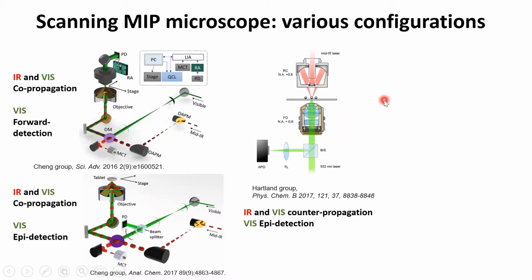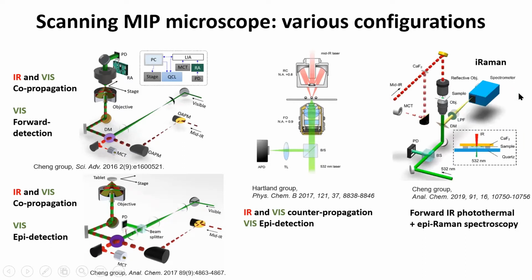And based on this geometry, we have developed a method we call IR-Raman. It's virtually IR plus Raman, because the same visible beam can do Raman spectroscopy. So you can do IR photothermal spectroscopy and Raman spectroscopy at the same spatial resolution. And because IR and Raman are complementary to each other, this allows comprehensive chemical analysis.